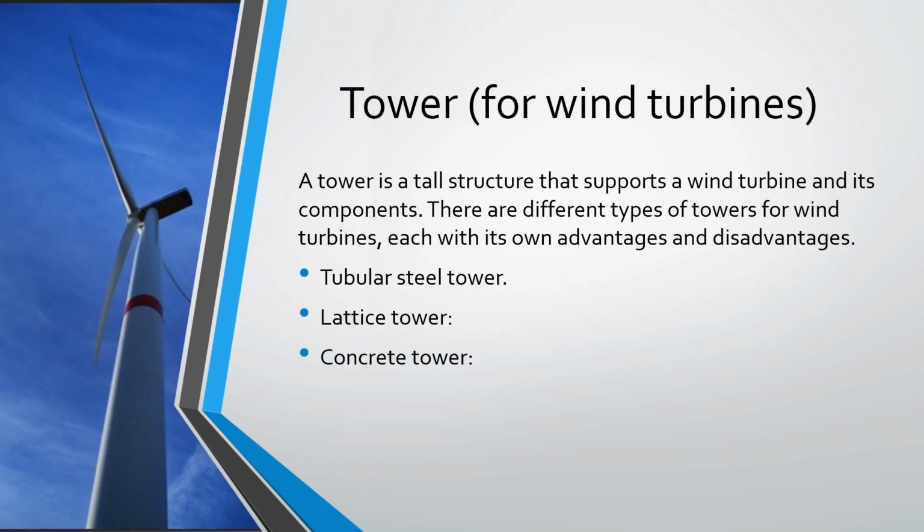A tower is a tall structure that supports a wind turbine and its components. There are different types of towers for wind turbines, each with its own advantages and disadvantages: tubular steel tower, lattice tower, concrete tower.